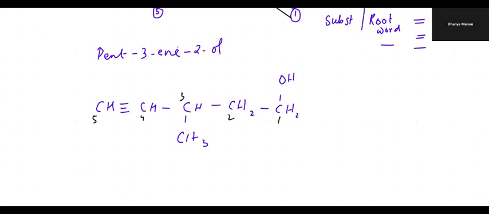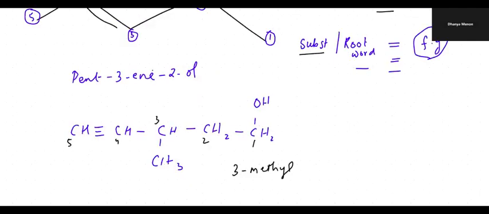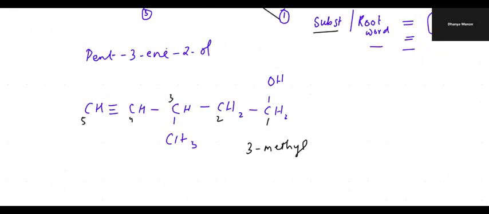So at the 3rd position, we have 3-methyl. That's how we name it, right? First the substituent, then the root word, which is pent. At the 4th position, there is a triple bond, then the functional group, 1-ol. I hope I'm clear, right?